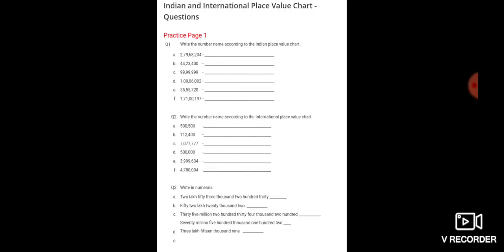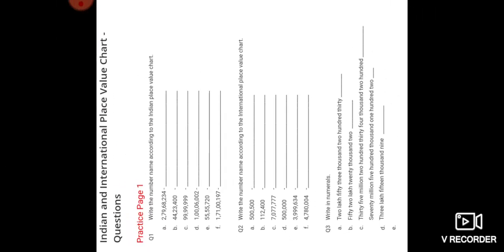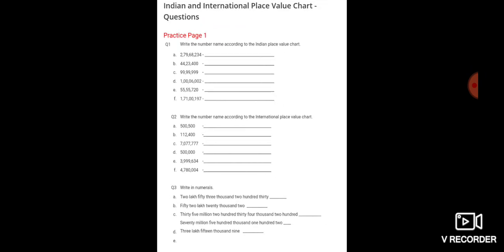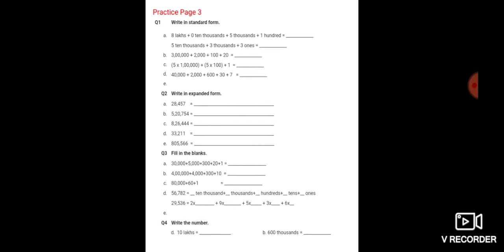Let us see the practice: Indian and international place value chart. Write the following Indian and international place value charts. So we have your practice page 1, questions 1, 2 and 3. Practice page 1, practice page 2 and practice page 3. I have given you these 3 practice pages. I hope you are completing my practice and keeping in touch with your studies.